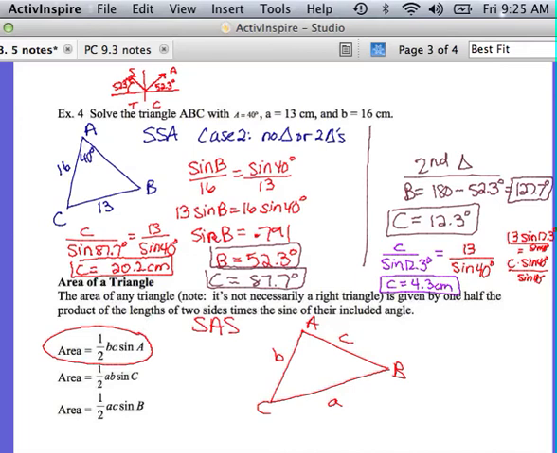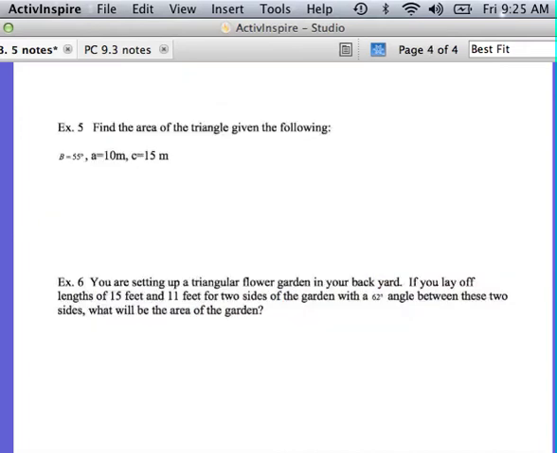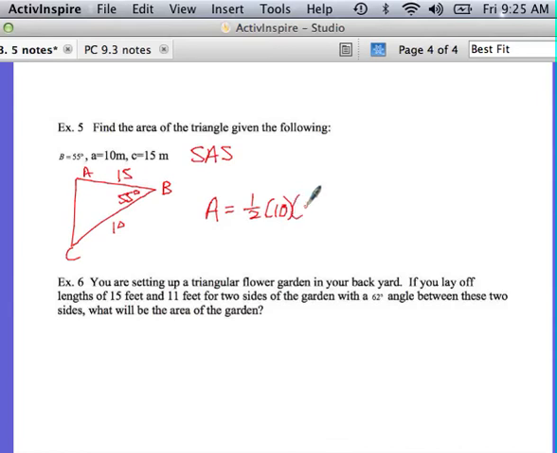So let's look at example 5. It says, find the area of the triangle given the following information. It's just a really good idea to always draw the information that you have. So when I do this, do you notice that you have side, angle, side? So the area is 1/2 times 10 times 15 times the sine of 55 degrees.